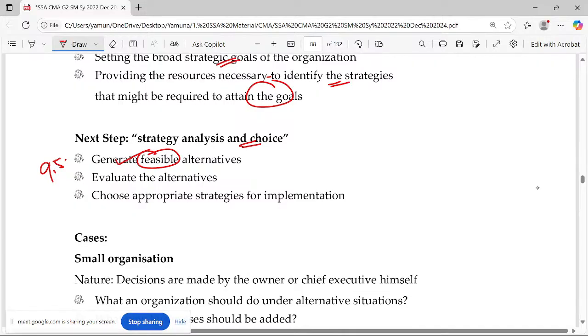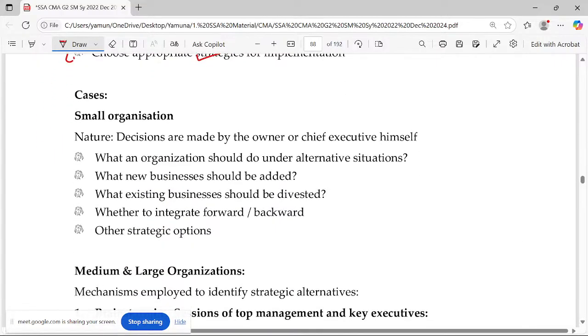And not only monetary terms, we have to look out for non-monetary terms also. And we have to evaluate the alternatives and choose the appropriate one. So this is just the 9.5 topic. We'll look into these cases.